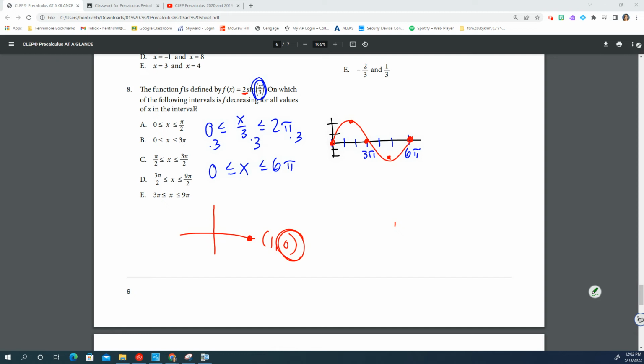So when I read this graph like a book left to right, when is it going down? This piece. So I do need to find these halfway points. Halfway between 0 and 3 pi is 3 pi over 2. Halfway between 3 pi and 6 pi is 9 pi over 2. So it's in between 3 pi over 2 and 9 pi over 2. D.